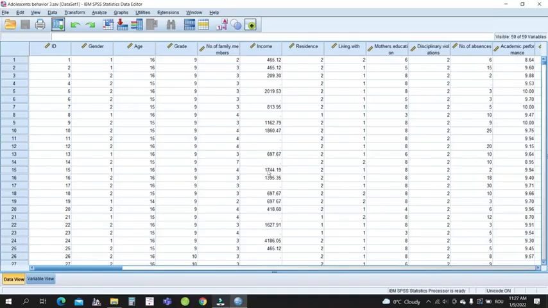Hello! In this presentation, I will show you how to perform a comparison between two groups using the independent samples t-test. I advise you to work along with me on the SPSS database called Adolescence Behavior 3, which is attached to this course, and repeat all the procedures that I perform.